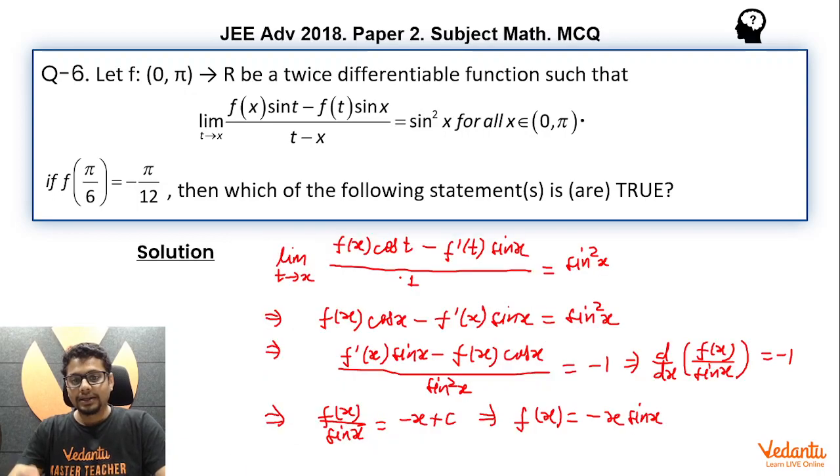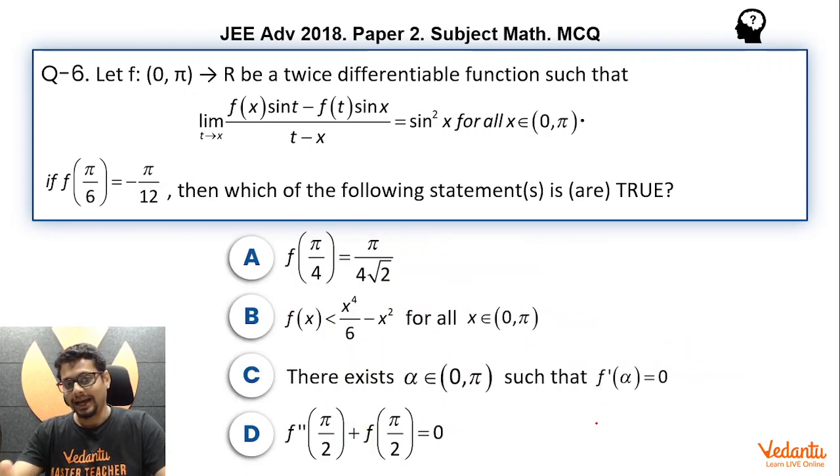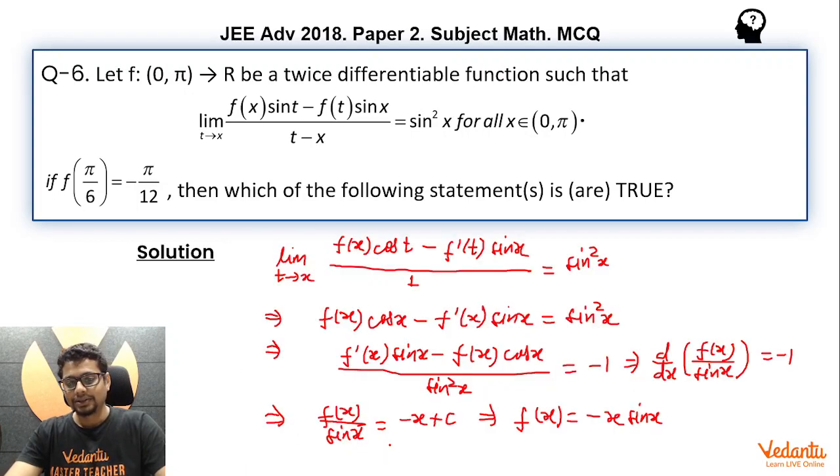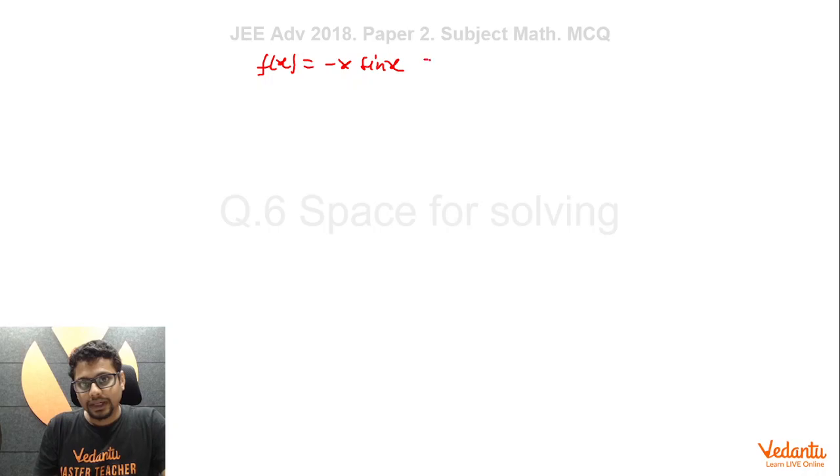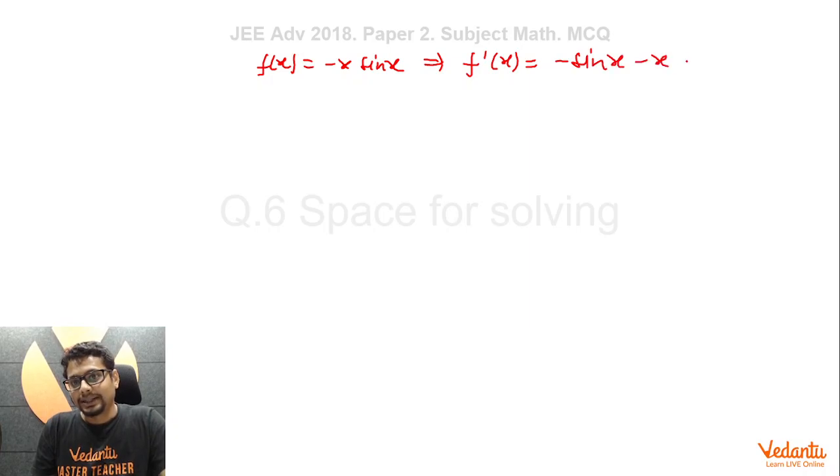What about D? Here f of x is minus x sin x, and we are interested in f double prime pi by 2 plus f of pi by 2. So basically we would be finding f double prime x. So if f of x is minus x sin x, what about f double prime x? So f of x is minus x sin x. So that essentially means f prime x essentially becomes minus sin x minus x cos x. And what about f double prime x? F double prime x would become minus cos x minus cos x, so minus 2 cos x plus x sin x.